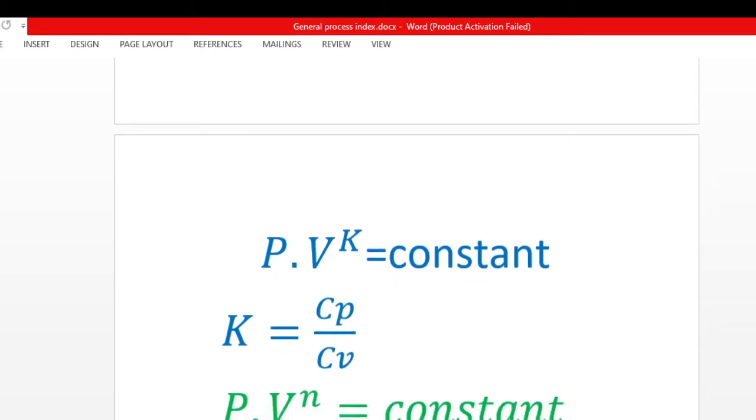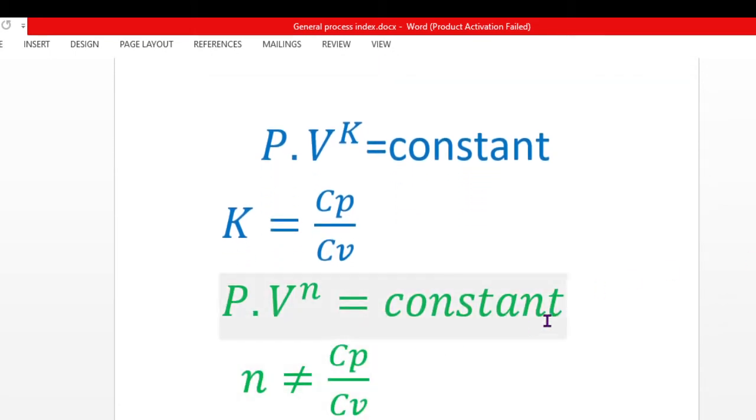But my relation is PV to the power n is constant, where the process is a general process, which could include work, and it usually includes work, sorry, could include heat exchange and friction, and thus n is not equal to k, is not equal to Cp over Cv.